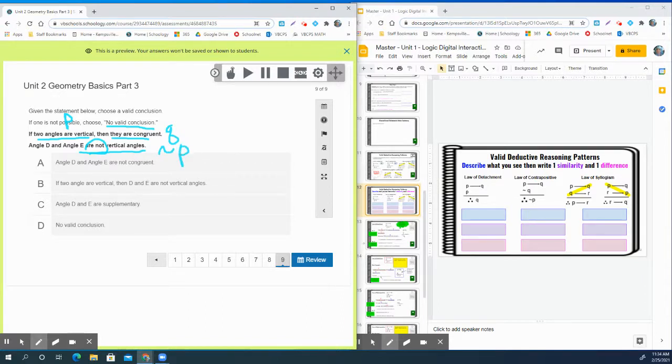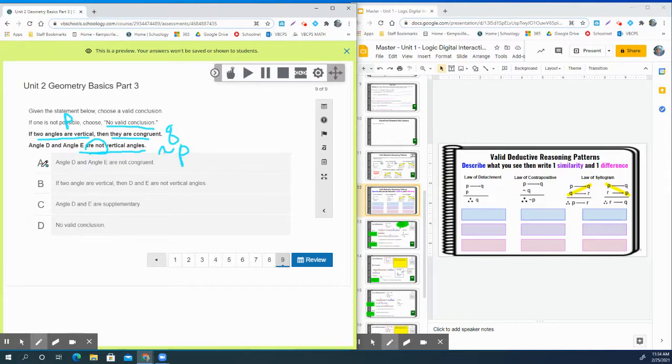Does that follow one of our patterns over here? Can I start with a not P? No. You cannot start with a not P. You can start with a regular P, and you can start with a not Q, but you cannot start this way. The inverse pattern is not valid. It's the inverse. We've just negated.